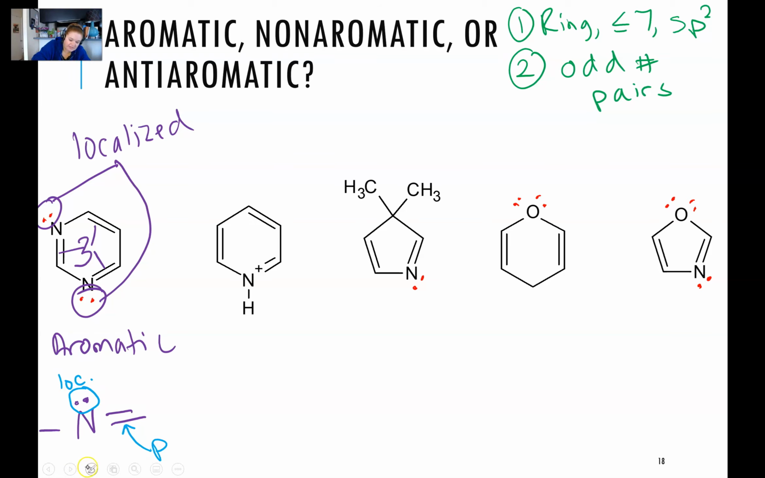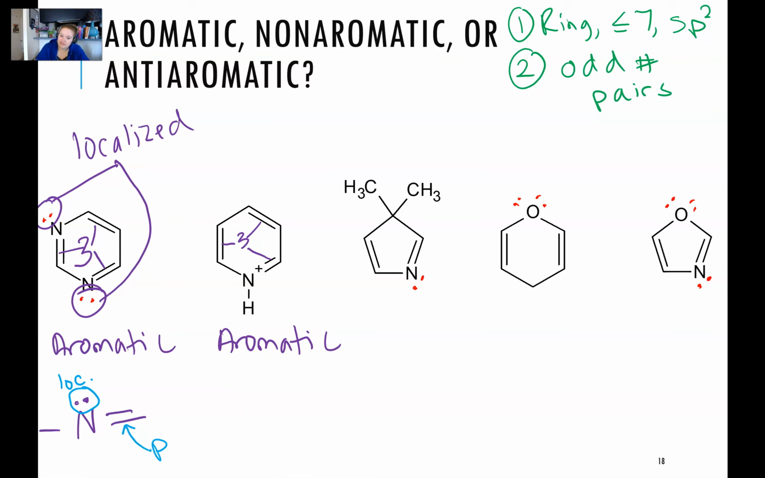So what about in our second structure there? Again, ring, 6 carbons. We have a nitrogen that is sp2 hybridized. It's positively charged because it doesn't have a lone pair. It's bonded to an extra hydrogen. But we still have 3 pairs. So this one is also aromatic. This is actually a pyridine with an extra hydrogen attached.